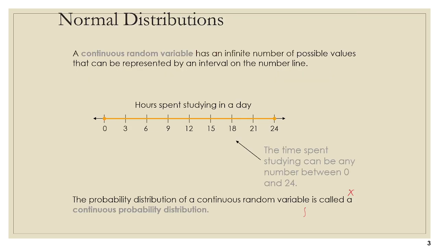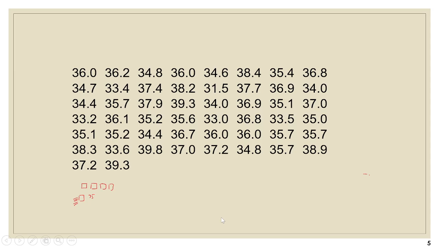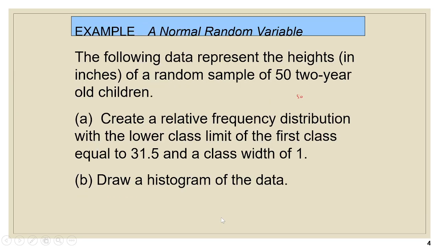Here you can see that a continuous random variable has an infinite number of possible values that can be represented by an interval on the number line. Here I kept 0 to 24 hours spent studying in a day. The time spent studying can be any number between 0 and 24, right? That's the reason the probability distribution of a continuous random variable is called continuous probability distribution.